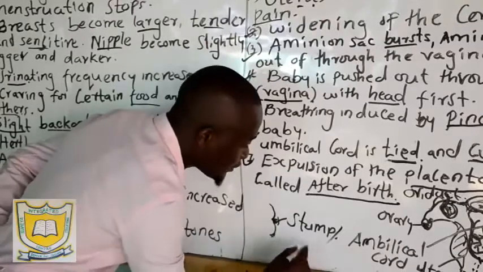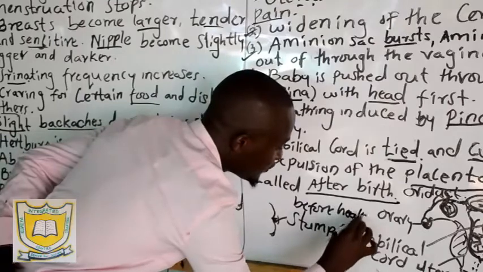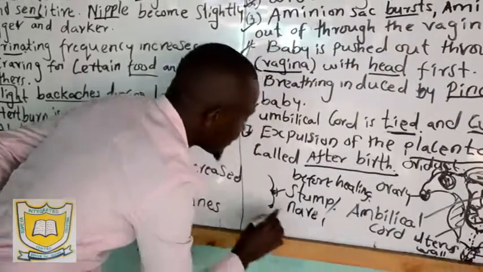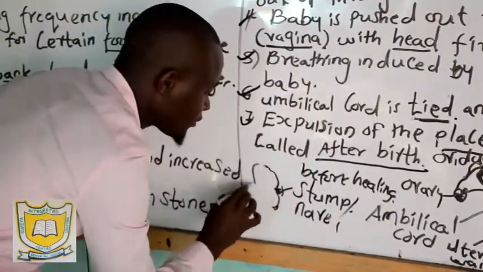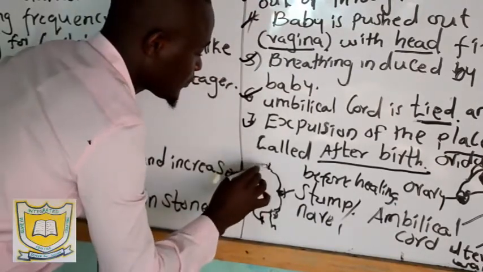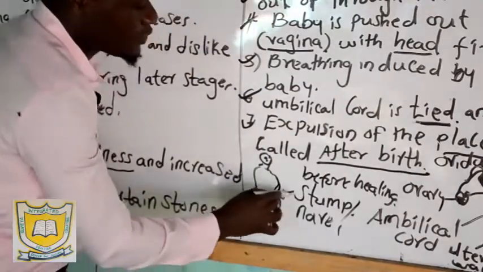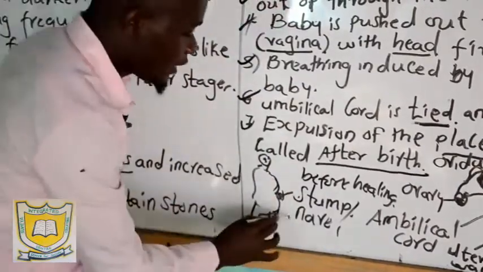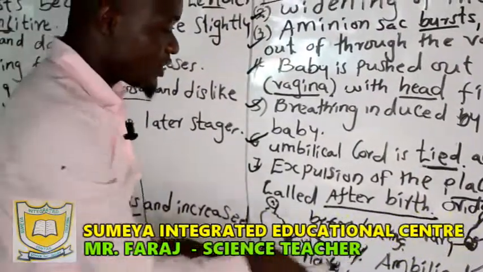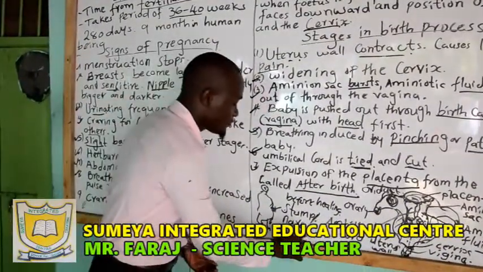This is before healing. After healing, this stump is called a navel. That is on the stomach. This is the stomach of a baby, just a simple illustration of a baby. This part here is what we call a stump before healing, but after healing we call it a navel. Everybody has a navel. He or she does not have a stump. A stump is before healing. After healing we call it a navel.